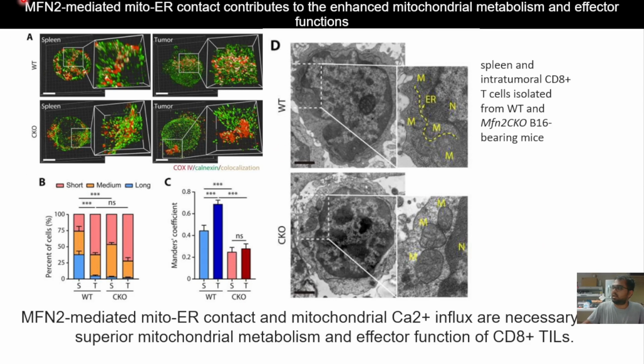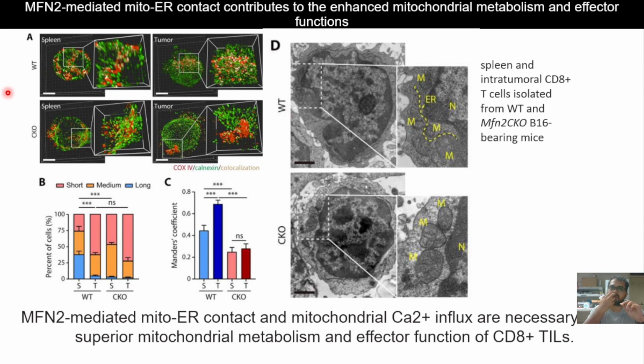Further, so now the question they were asking is how this is happening, basically how knocking out this MFN2 is able to curb this mitochondrial function. To do that, they used spleen and intratumoral CD8 T cells isolated from wild type and MFN2 knockout B16 bearing mice, and they tried to see what is happening with the mitochondria and ER contact.